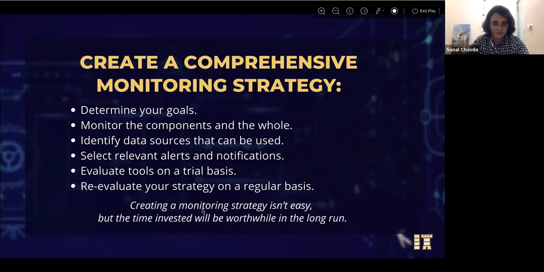So to sum it up, creating a monitoring strategy is not easy, but definitely the time invested in this will be worthwhile in the long run, because rather than having issues and spending time troubleshooting, it is always better if they can be prevented.